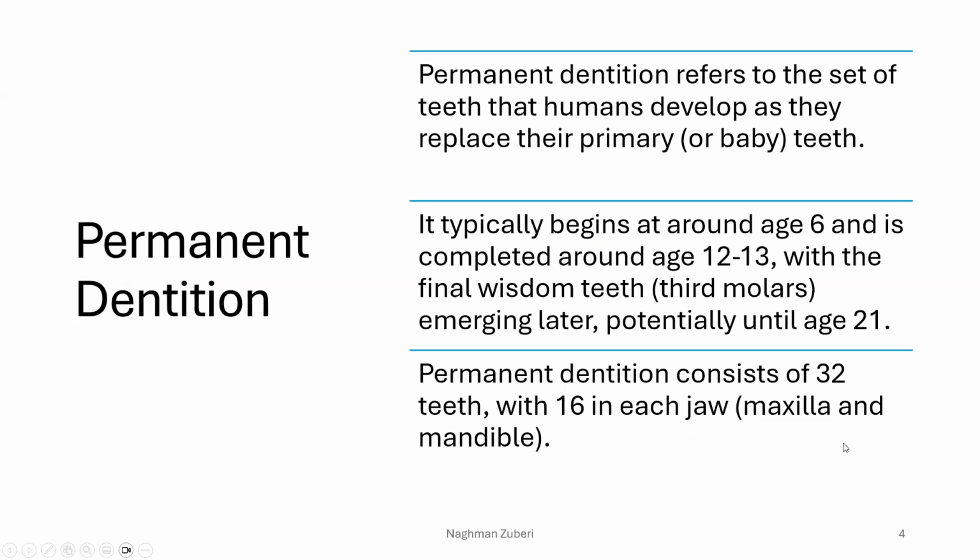Permanent dentition refers to the set of teeth that humans develop as they replace their primary or baby teeth. It typically begins at around age 6 and is completed around age 12 to 13, with the final wisdom teeth, which appear later, maybe up to 21 years, or in some cases are missing or impacted and don't erupt. So permanent dentition consists of 32 teeth, including the wisdom teeth, with 16 in each jaw, maxilla and mandible.